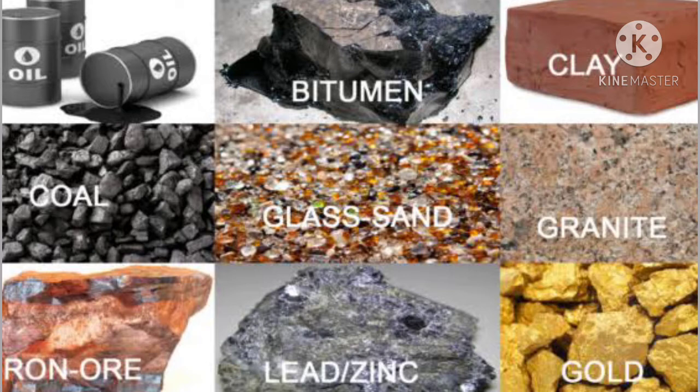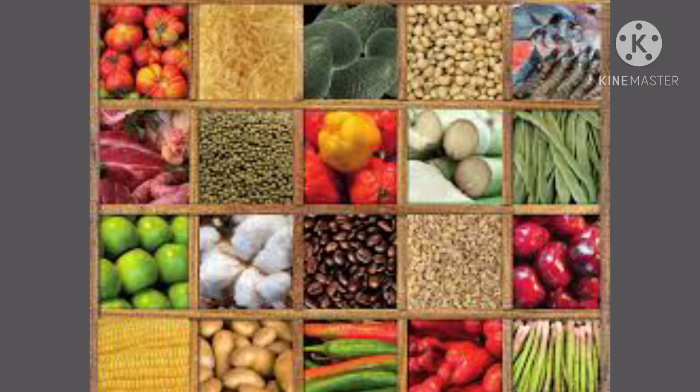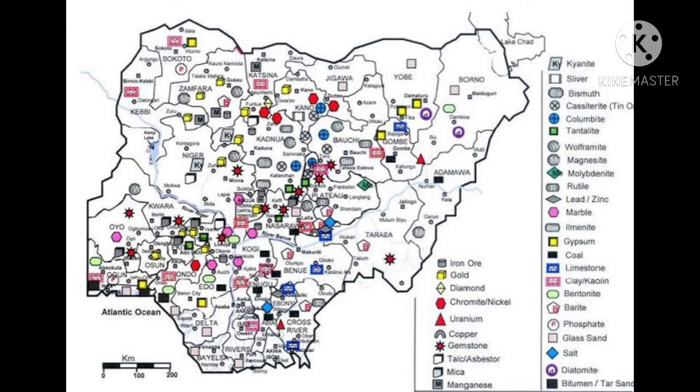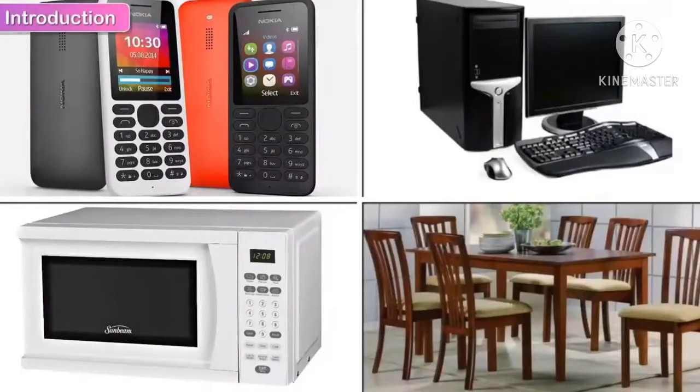Okay, examples of mineral resources include natural gas, petroleum. We have tin, iron ore, coal, columbite, lead, and so on. Then we have agricultural resources too. There's a map of Nigeria showing the locations where we can find most of these mineral resources in Nigeria. Okay, you could see the key by the side of the map. With it you can locate the regions where these minerals can be found.